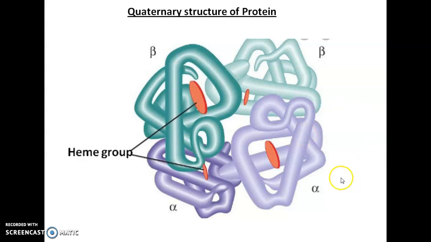So quaternary structure also possesses different bonds of both categories, covalent and non-covalent. But the major feature of this quaternary structure is that it possesses different polypeptide chains that are combined together to form a biologically functional unit. So this is all about the different kinds of structure of protein.